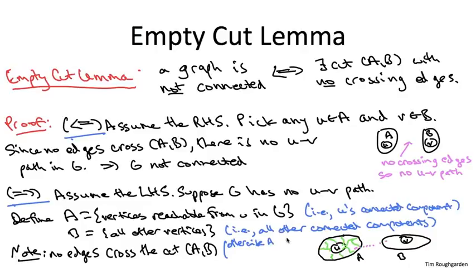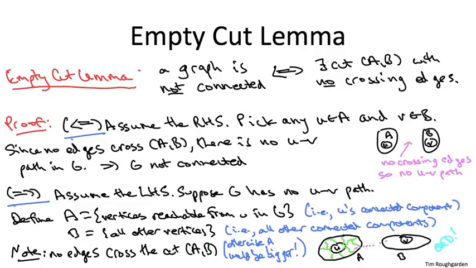So that's a contradiction. So again, the point is that if there were edges crossing this cut, then we can expand A and make it even bigger. So therefore, there aren't any edges crossing the cut. The cut is empty. That's what we needed to prove. Assuming the graph was disconnected, we have exhibited a cut, A comma B, with no crossing edges.